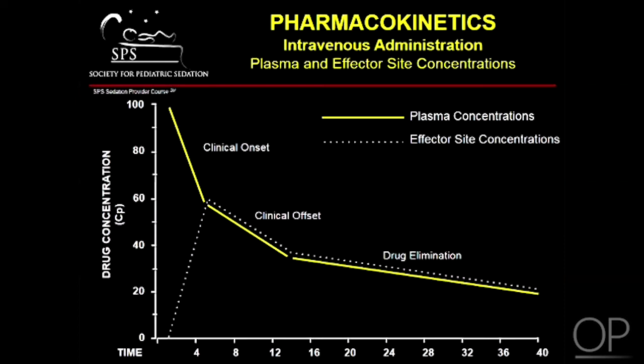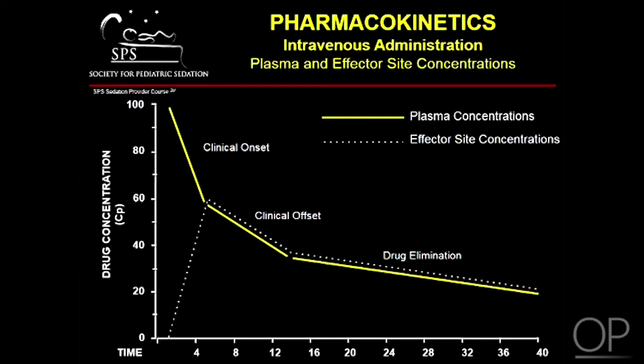After the central nervous system and the other vessel-rich group organs fill, the plasma levels fall more slowly, and slow-filling organs, such as muscle and fat, take up the drug. Plasma levels drop even more slowly over time as the drug is eliminated from all parts of the body. The concentration of the drug at the effector site is demonstrated by the dotted line.